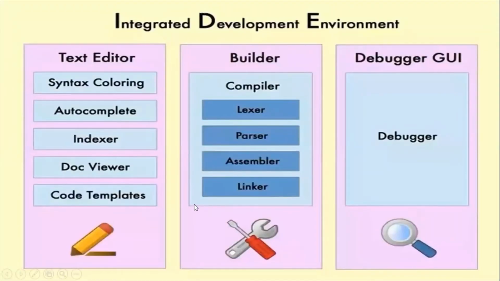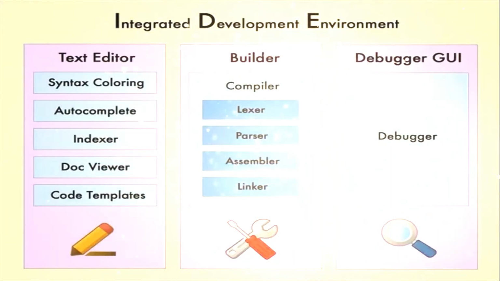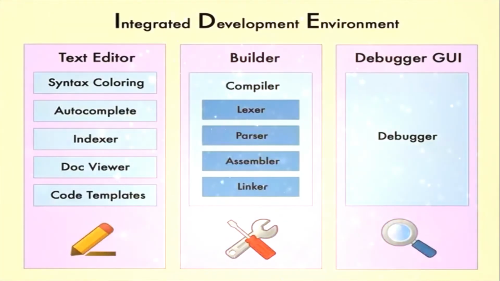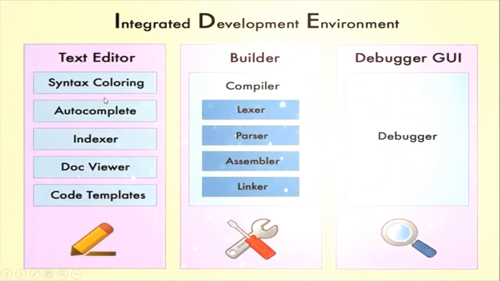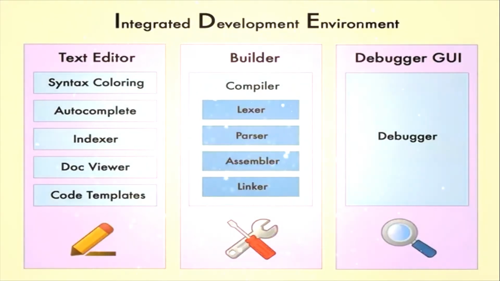So students, let's see what the IDE is, the current IDE that we are going to use for our C language or C++ programs. In this picture, we can see that in this IDE environment we have all things in one place. Text editor means you are writing something. Document viewer, indexer, autocomplete, syntax coloring, everything is available in the text editor. It means you can increase the font size, change the font color, write the text, etc. That is called the text editor.